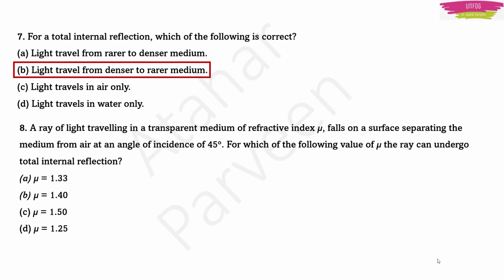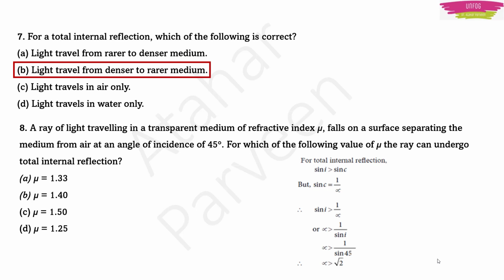Next question. A ray of light traveling in a transparent medium of refractive index mu falls on a surface separating the medium from air at an angle of incidence of 45 degree. For which of the following values of refractive index can the ray undergo total internal reflection? See, we know that the critical angle is inversely proportional to the refractive index, right? Here refractive index, usually we denote it by mu, but here it is denoted by alpha. Just substitute the value. See, when sin i is greater than 1 upon alpha, or this refractive index is greater than 1 upon sin i.